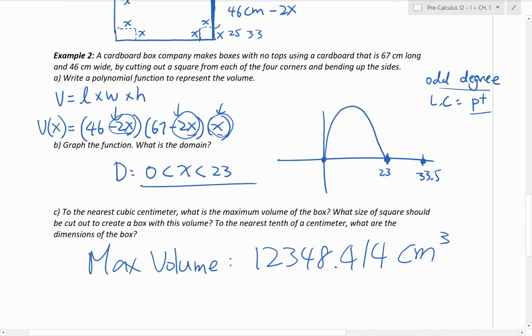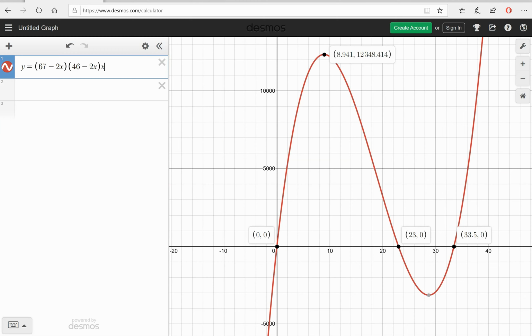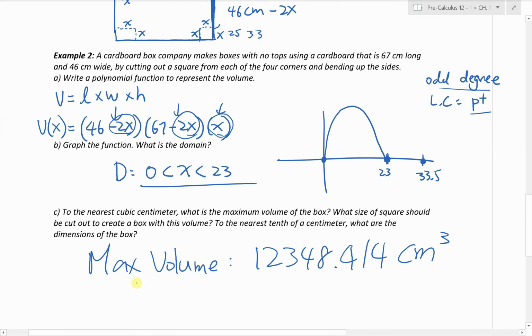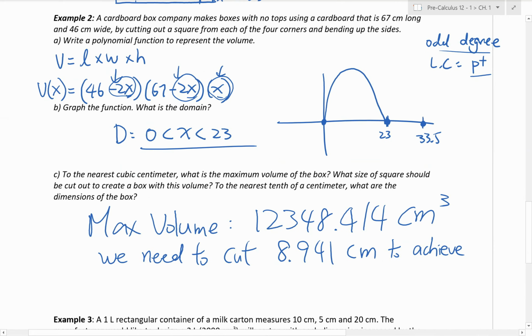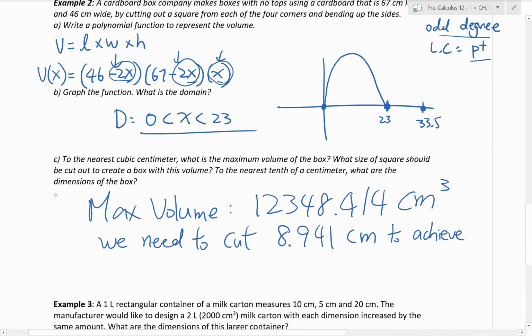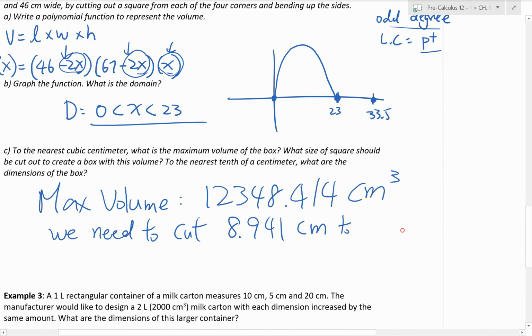What size of square should we cut? Well, the x value here is 8.941. So we need to cut 8.941 centimeters to achieve maximum volume. That sounds weird. To get maximum volume.